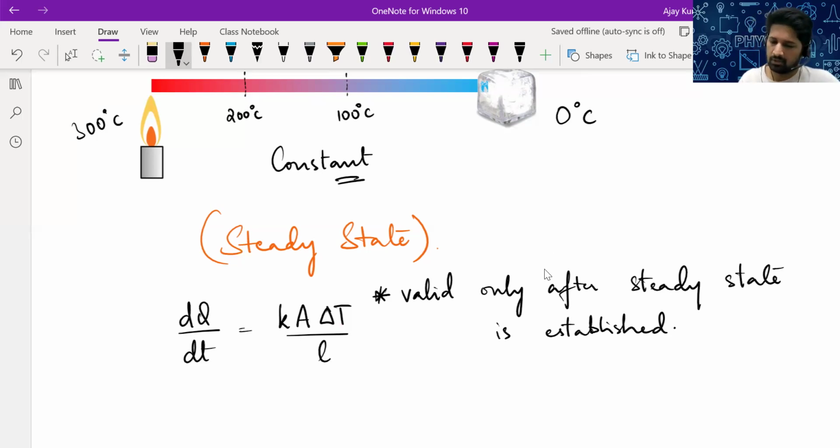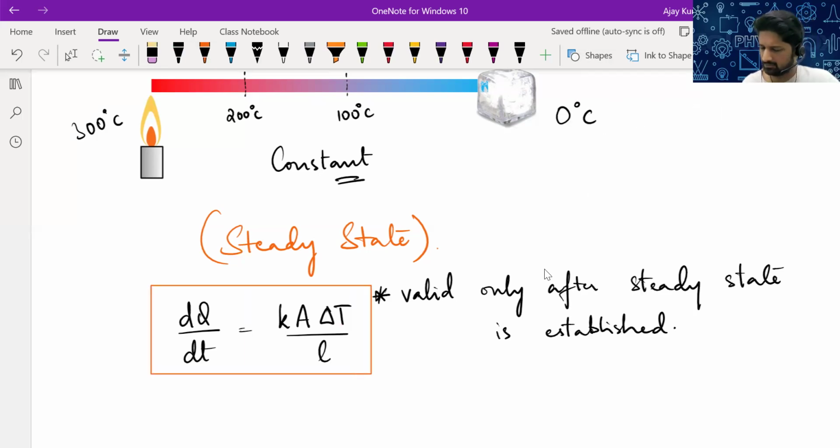Okay, it is very important to remember the conditions. We had discussed a few more conditions in the last class itself. This is valid only if conductivity is uniform, area of cross section is uniform, all those things. Now we are adding another condition. This is valid only if steady state is established. Okay, and in your syllabus you only have those questions where steady state has already been established.